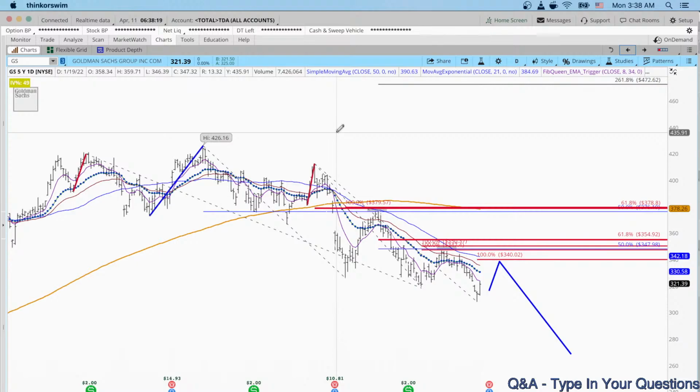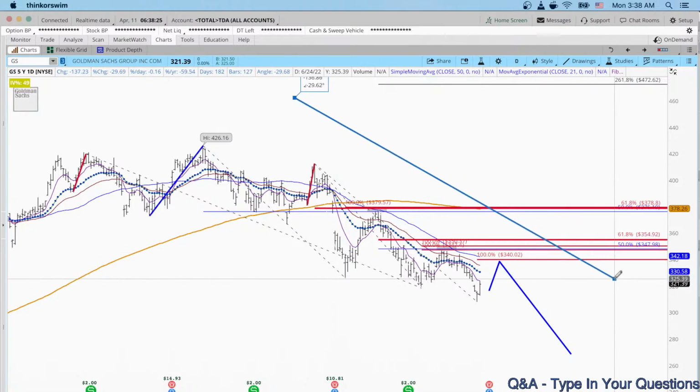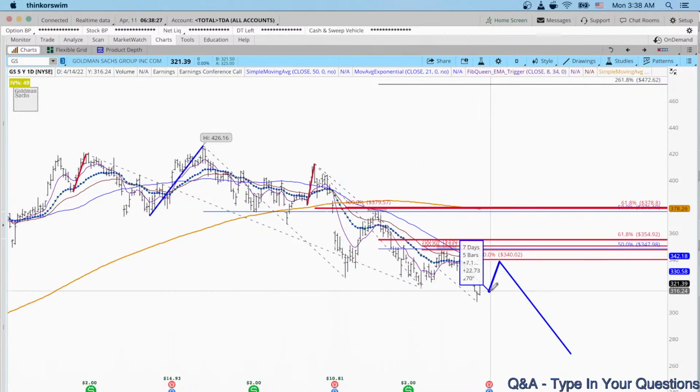So what is your repeatable system? Price is trading to the downside. The slope is going to the downside. I'm not going to jump in here and just buy. It doesn't make sense for me.